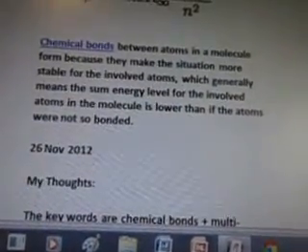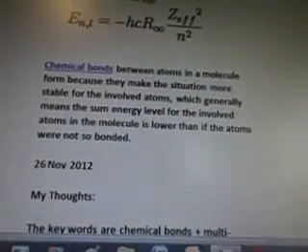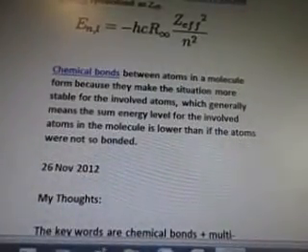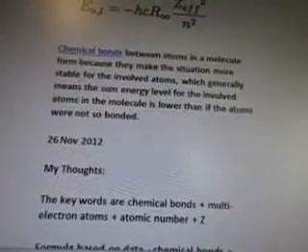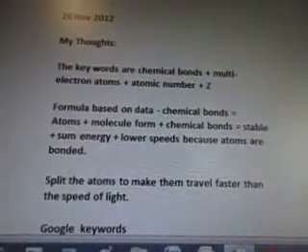Chemical bonds between atoms in a molecule form because they make the situation more stable for the involved atoms, which generally means the sum energy level for the involved atoms in the molecule is lower than if the atoms were not so bonded. So November 26, my thoughts. The keywords are chemical bonds, multi-electron atoms, and atomic number, and Z. Formula based on data: minus the chemical bonds equals atoms, molecule form, chemical bonds equals stable, sum energy, lower speeds because atoms are bonded. Split the atoms to make them travel faster than the speed of light.